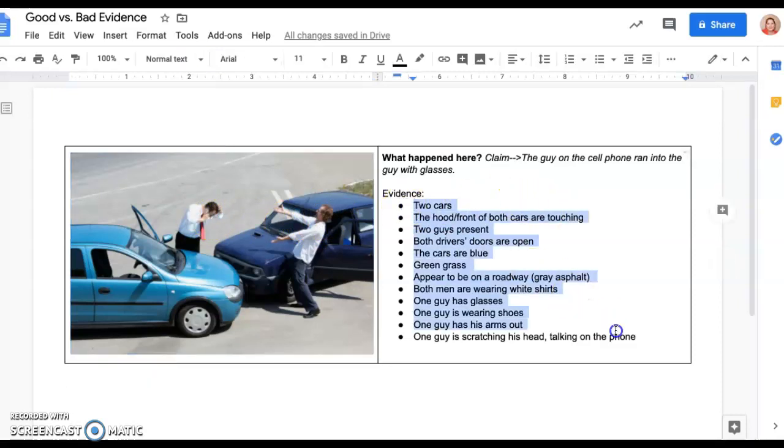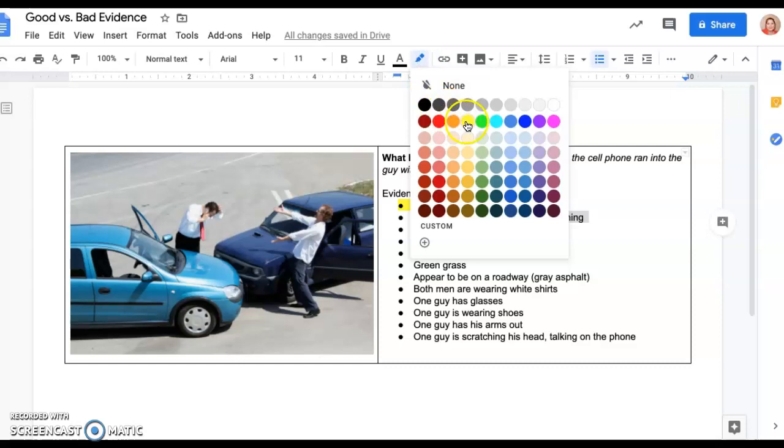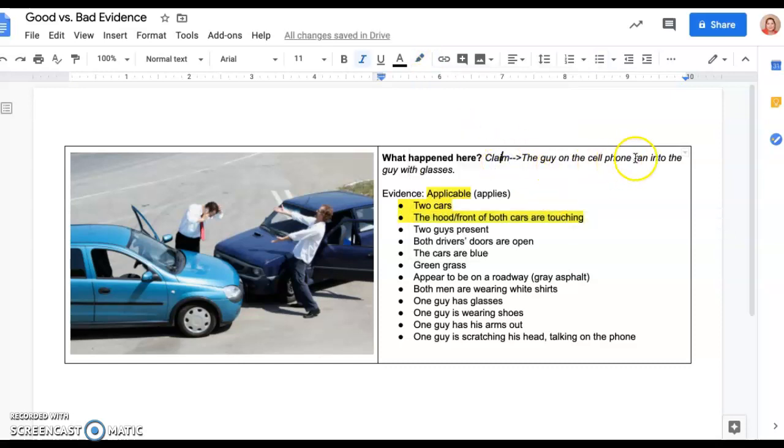Of the evidence that I've selected here, which of these pieces of evidence actually apply? Well, there are two cars present, so without two cars, they couldn't have had a collision. So I'm going to highlight that as applicable. Oh, if I could only spell applicable, wouldn't that be great? All right, so the hood or front of both cars are touching. Again, if that weren't true, then a collision would not have occurred. And I am trying to prove that the one guy ran into or collided with the other guy, so I am going to highlight that.